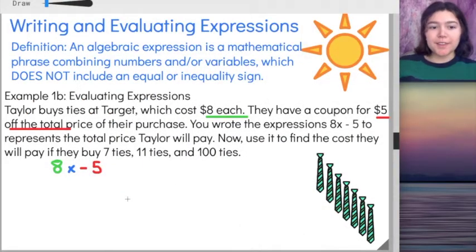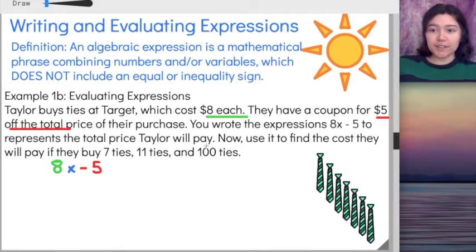Okay, so now we have example B, which is going off the expression that we just wrote. So we just wrote the expression 8x minus 5 to represent the total price that Taylor will pay based on the number of ties that they buy. Now use that expression to find the cost they will pay if they buy 7 ties, 11 ties, and 100 ties. Okay, so it's really 3 different problems here.